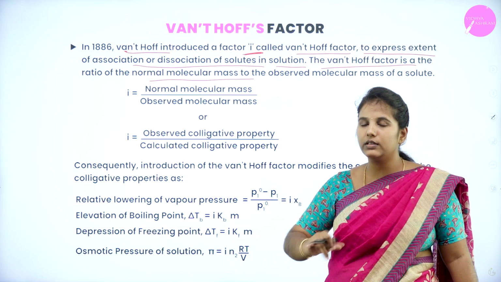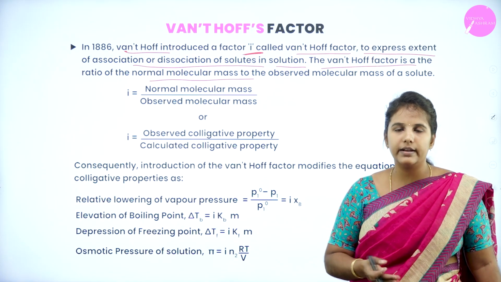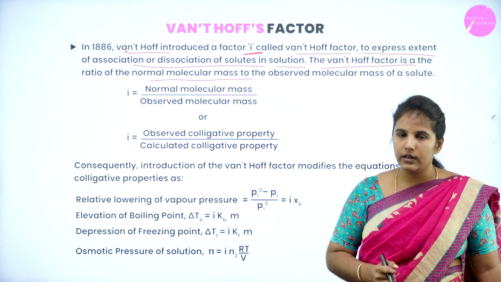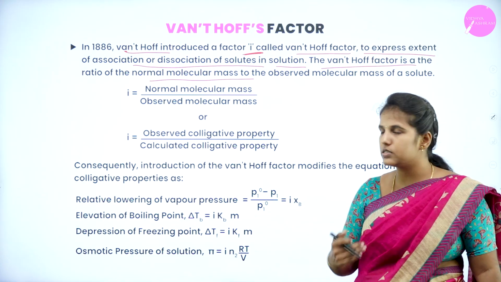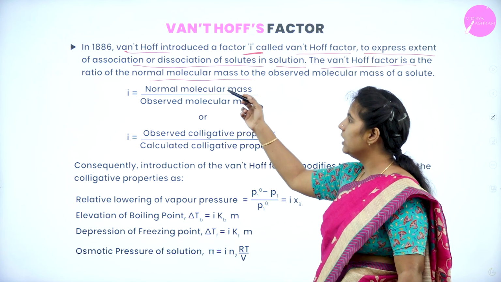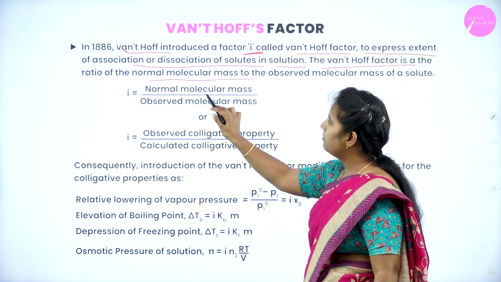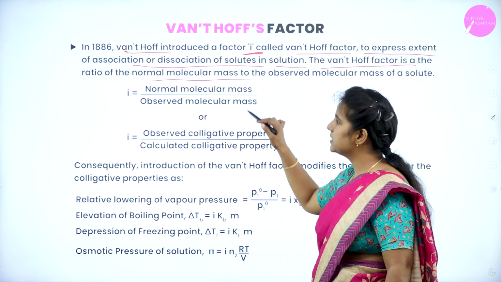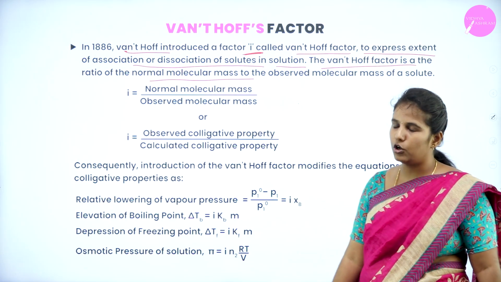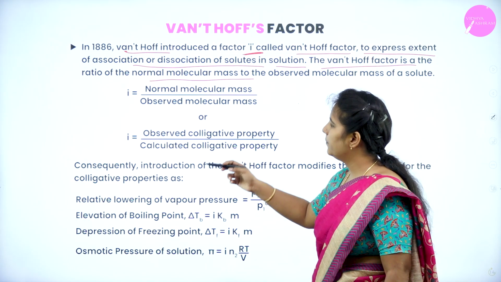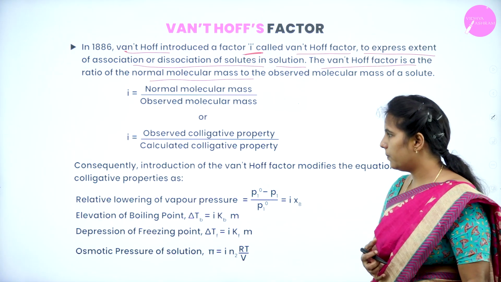As we came to know, there is a lot of abnormality which we found in the molar mass of the solute as we calculated from the colligative property. So later, in order to find this abnormality, van't Hoff introduced a term known as the van't Hoff factor, that is i, to find the abnormality in the molecular mass. That can be found by the normal molecular mass divided by the observed molecular mass. The difference between these two shows the abnormality. And it is also given by the observed colligative property divided by the calculated colligative property.